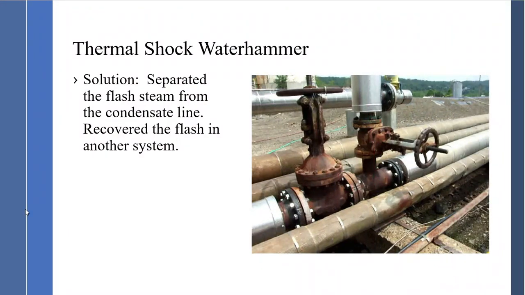Solution: we separated the flash from the condensate line. That reduced the velocity of the condensate or liquid coming back into there, and there was no flash. We got the velocities down to about 3,000 feet per minute and resolved the Waterhammer issue.